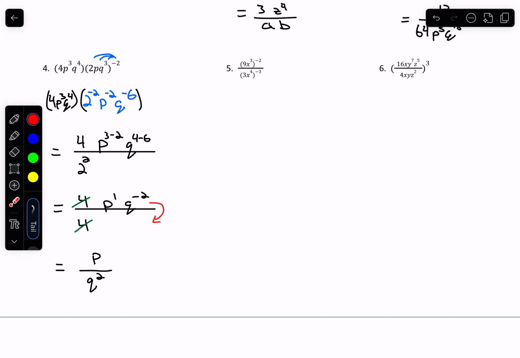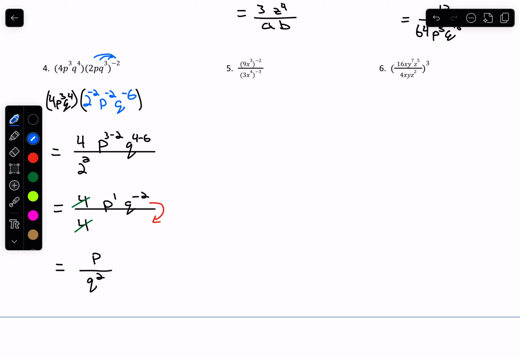So when I was doing 3, or p cubed here, times p to the -2, I was adding the exponents. So I did 3 plus -2, which is this 3 minus 2 here. And then I did q to the 4th times q to the -6, where again I add the exponents. So I do 4 minus 6 as my new exponent. And because q to the -2 had a negative exponent, I just made sure to move it down to the denominator. All right, a couple more.